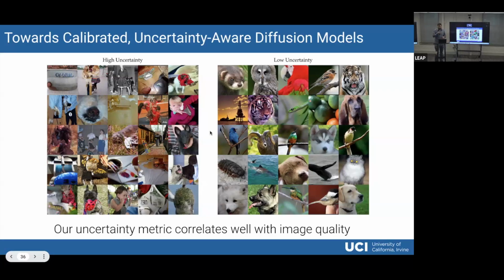Now how can you quantify image quality? It turns out there are all sorts of metrics you can look at, like FID, for example. By the way, this is mostly for natural images. For scientific applications, you have to come up with different measures. But again, we found that there's this very strong correlation.